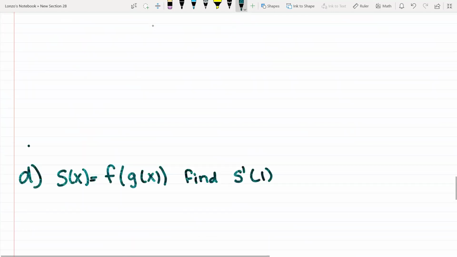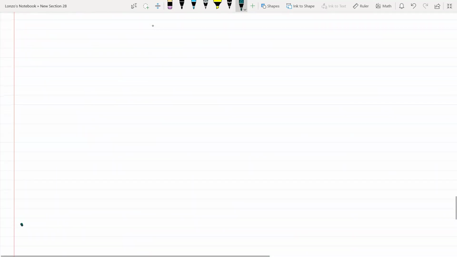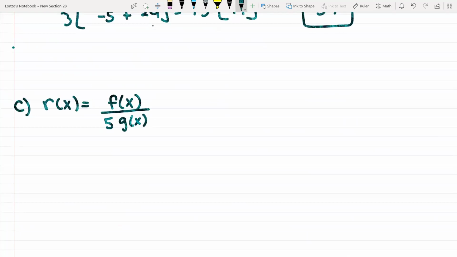Okay, C, and then, so C, we have R of X equals F of X over 5G of X, and, oh, I didn't say what we have to find. We have to find R prime of 0. Okay, so what can we do? We gotta use the quotient rule to find R prime, right? So that's what I'll do. So do R prime of X.